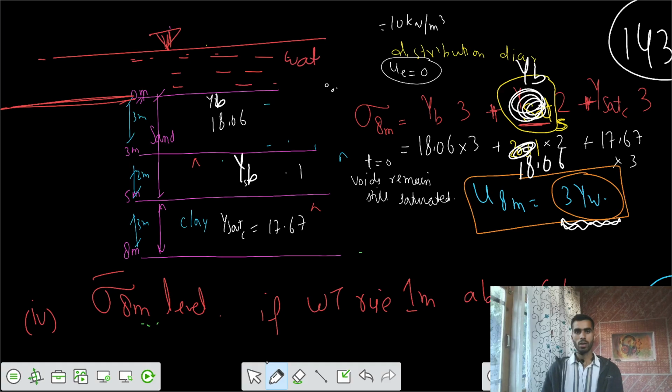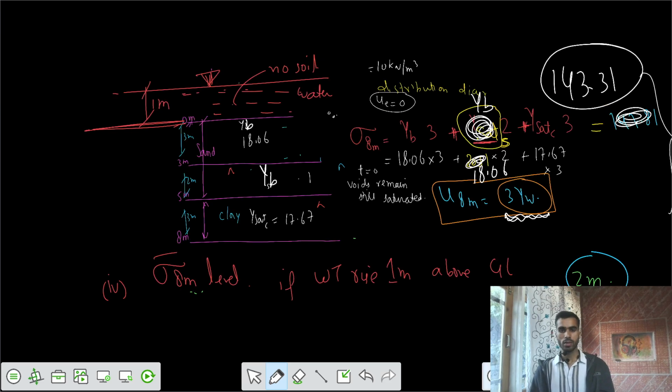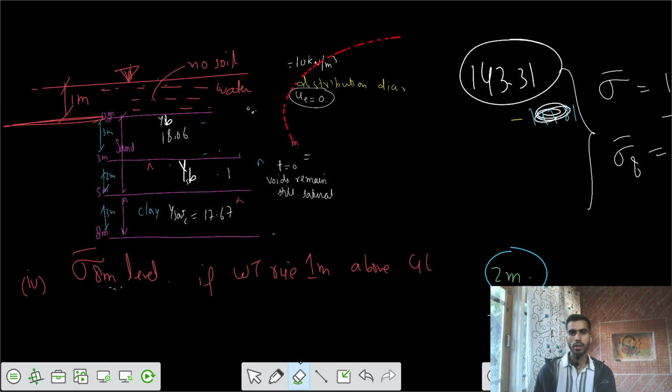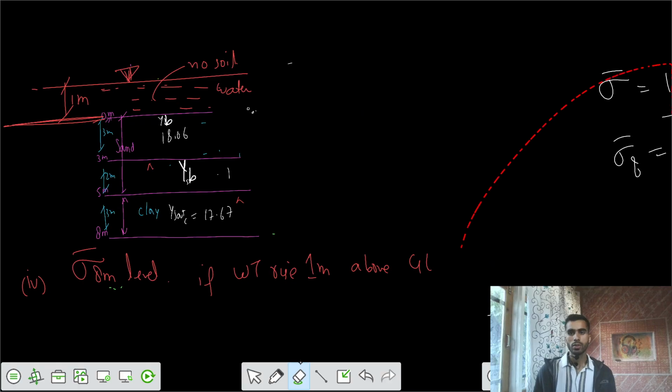So this is water, and this is your 1 meter. And in that part there is no soil. No soil is there. Okay. Let's try to calculate the effective stress. Let's try the equation for effective stress, total stress first. First we would calculate total stress.